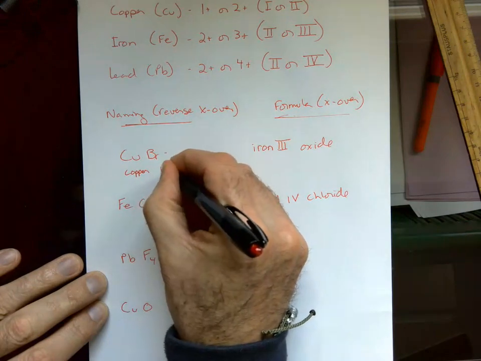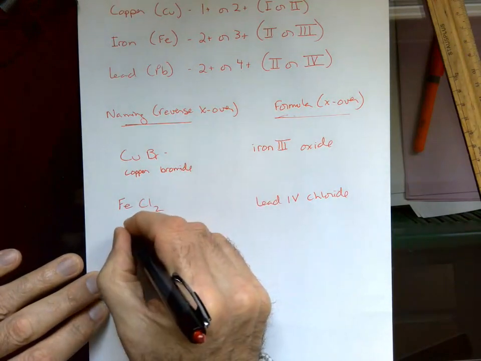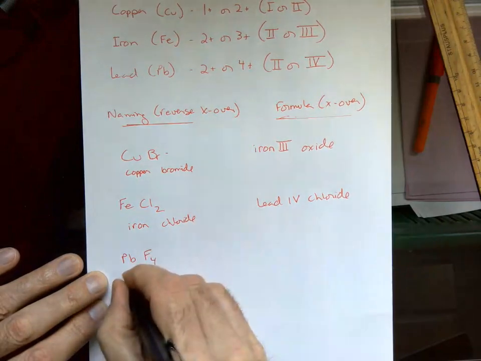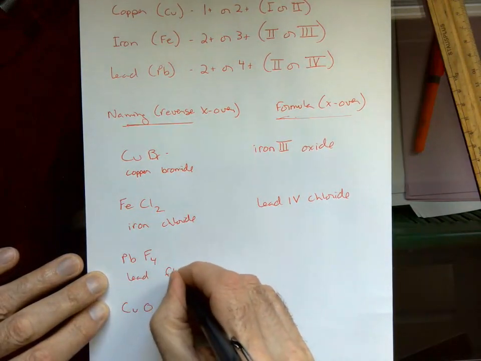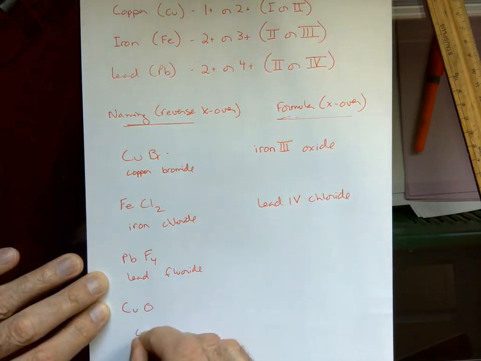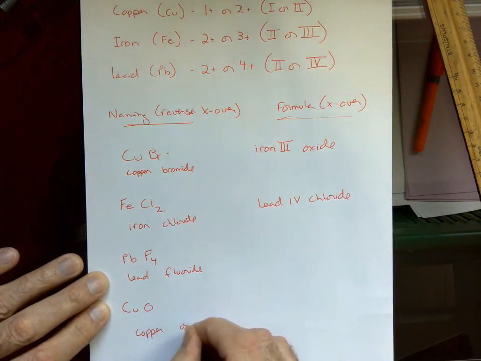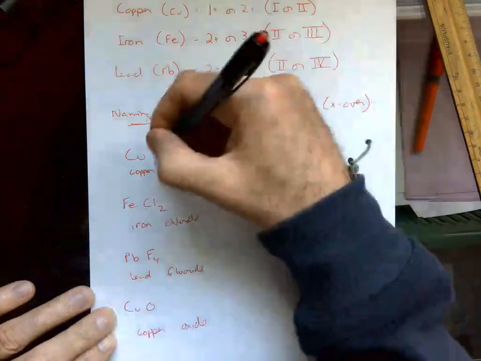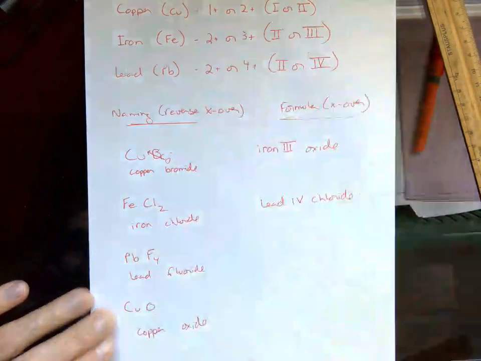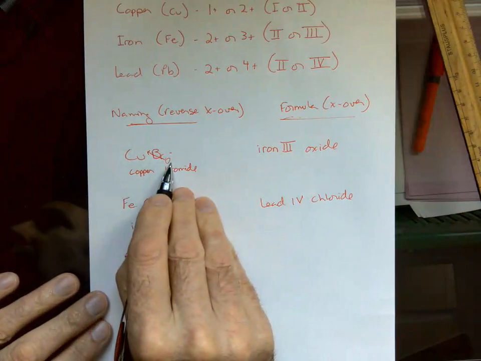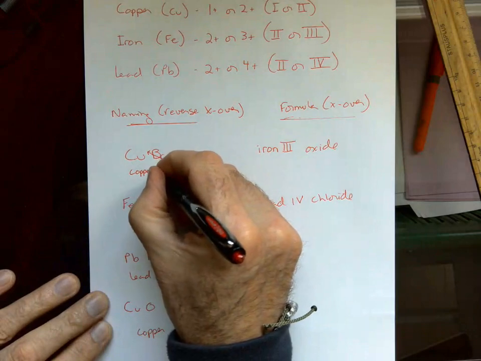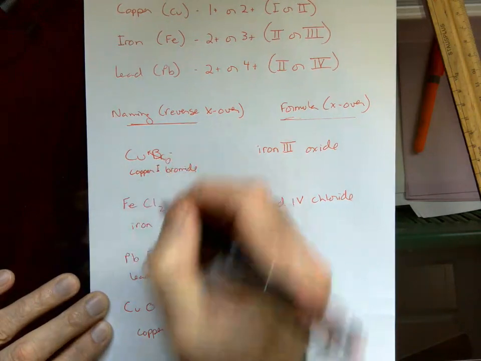it's the same as before. For the ionic, copper bromide, iron chloride, lead fluoride, copper oxide. The only difference now is we have to do something called a reverse crossover. So we have to take the number that's down here and put it over here. So that's a 1. Wait, we don't see a number there. If there's no number in chemistry, it's a 1. So it's copper 1. That's a Roman numeral.